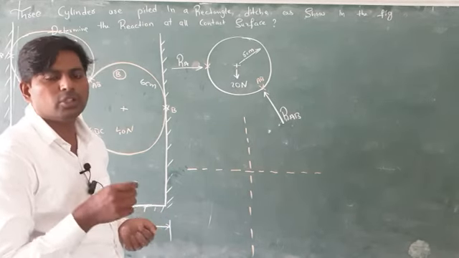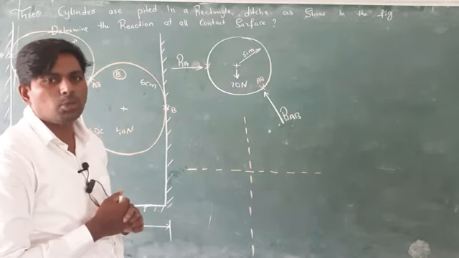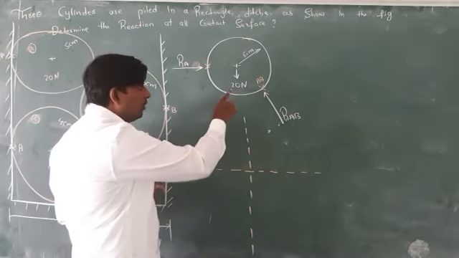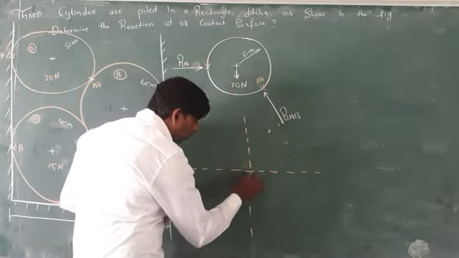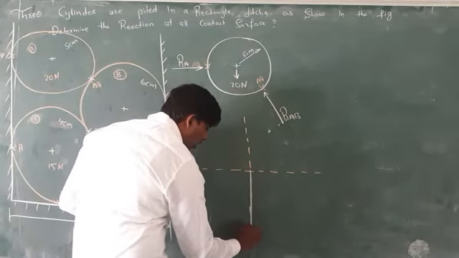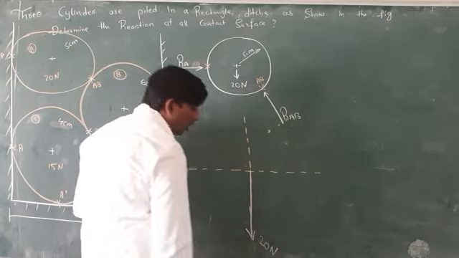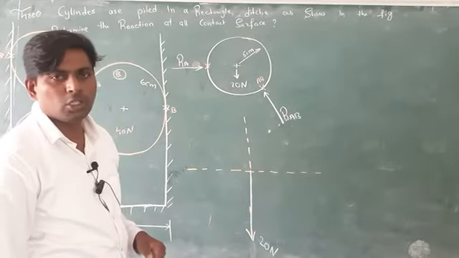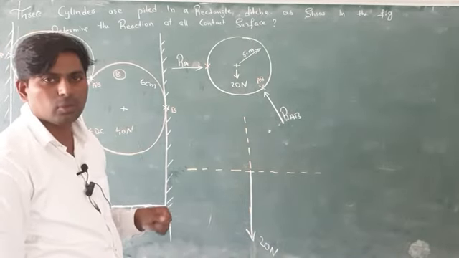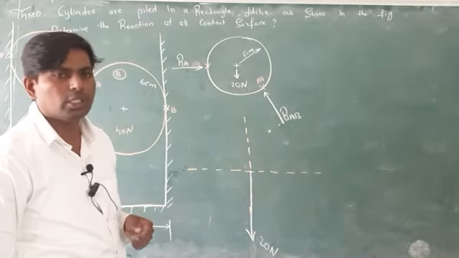What do you have to do? First you have to locate the self weight. How much self weight is there? 20 Newton. From here to here, how much self load is there? 20 Newton. After locating the self load, next you have to concentrate on the reactions.